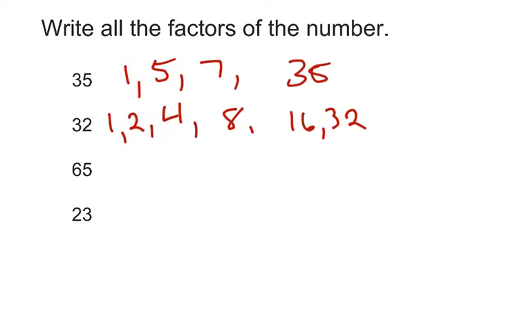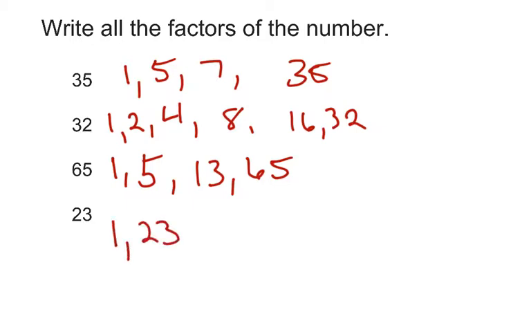Factors of 65, we of course have 1 and 65. We also have 5 times 13. Factors of 23, we have 1 times 23, and those are the only factors.